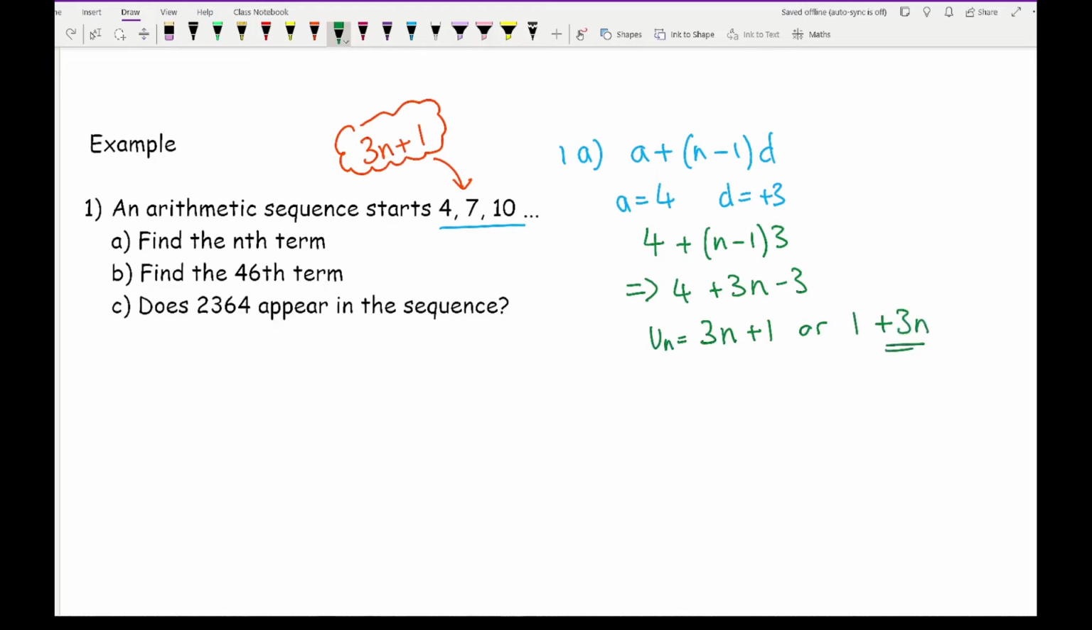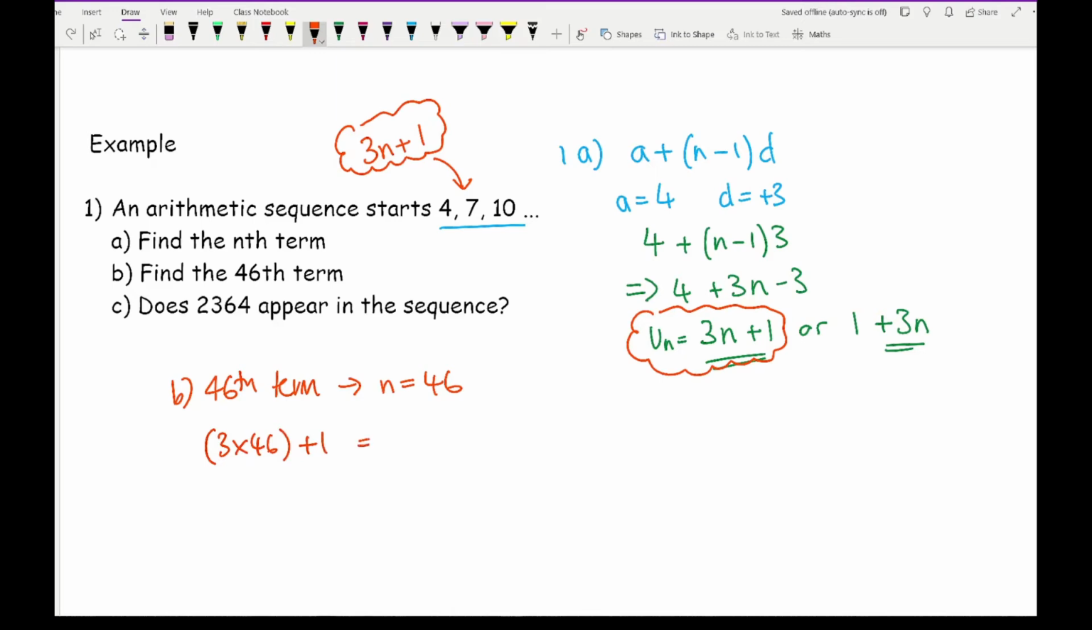Either of those two would be absolutely fine. Now to find our 46th term, well that's when n equals 46. So all I need to do is substitute 46 into this formula. So it's going to be 3 times 46 plus 1, which again, if I work that out on my calculator, gives me an answer of 139.